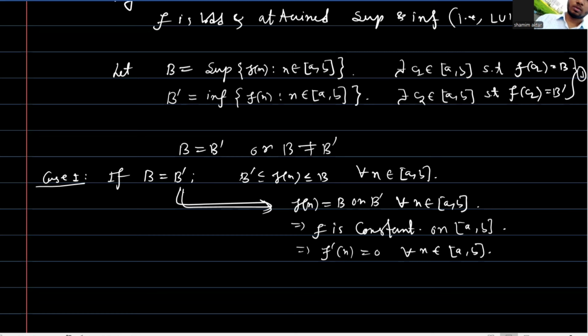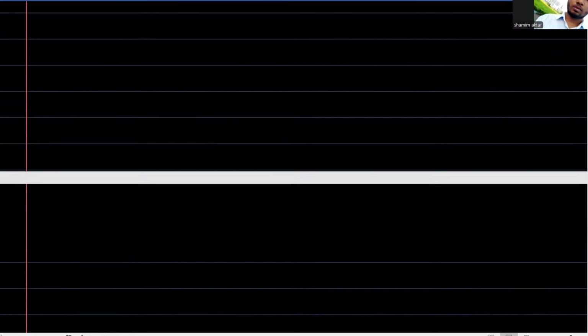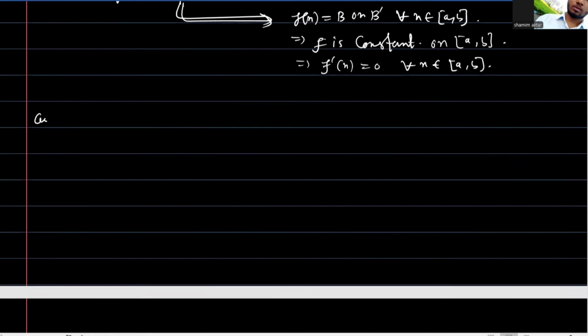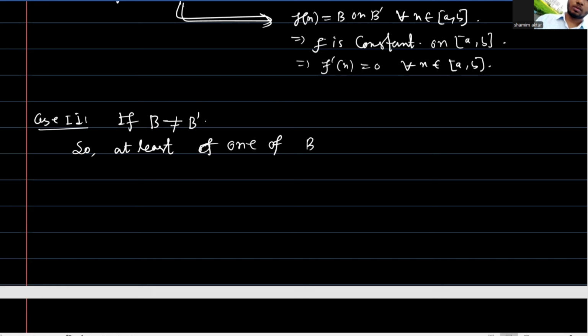Now the second case: if the supremum is not equal to the infimum, that is, B not equal to B', then at least one of B and B' is unequal, or different, to f(a) and f(b).